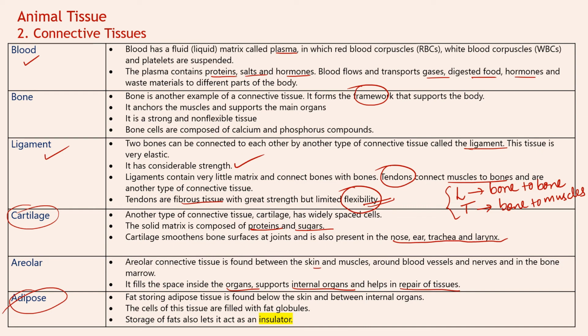Now this adipose tissue is a fat storing tissue. The cells of this tissue are filled with fat globules. These tissues also act as an insulator. As they are storing the fat globules, they help the body and protect it against extreme heat and cold. So they work as an insulator.